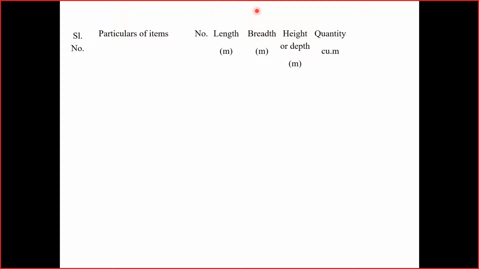Let's take up one by one. So this is, of course, known for us. This is the header of the table: serial number, particulars of items, number of such items repeating, multiplied by length, width or breadth, and finally height or depth. Multiplying these things, the product will give us the quantity, and an explanation if there are any.